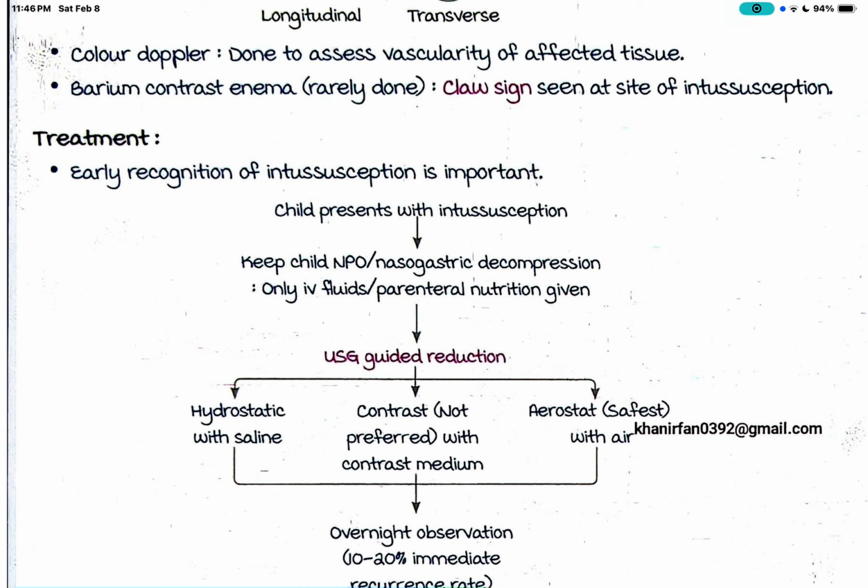Barium contrast enema, rarely done. Claw sign is seen at the site of intussusception.